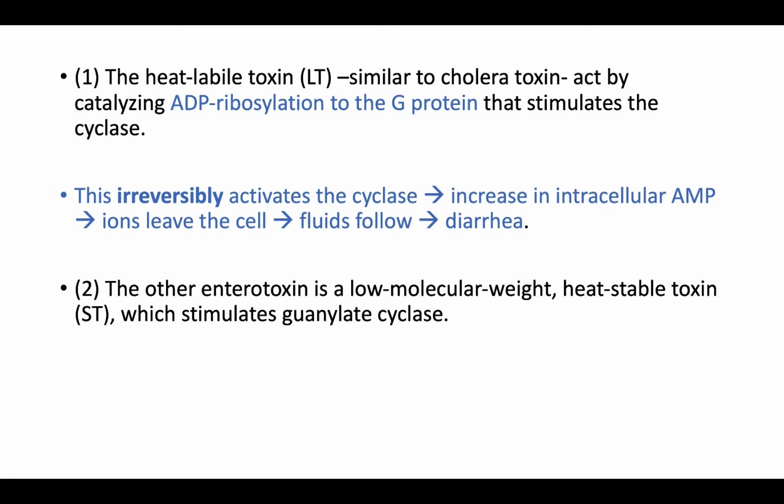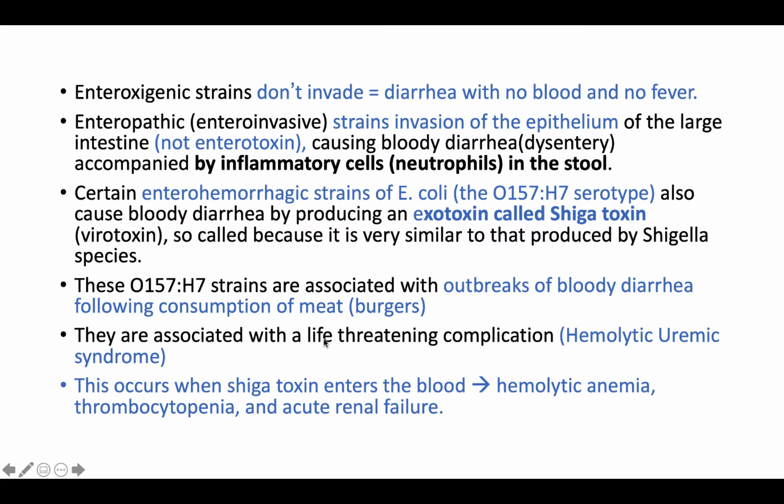So the other enterotoxin is a low molecular weight toxin. This is the heat stable toxin, which stimulates guanylate cyclase. So the normal default E. coli, the enterotoxigenic E. coli العادية, they don't invade. Diarrhea with no blood and no fever. This is the traveler's diarrhea, right?